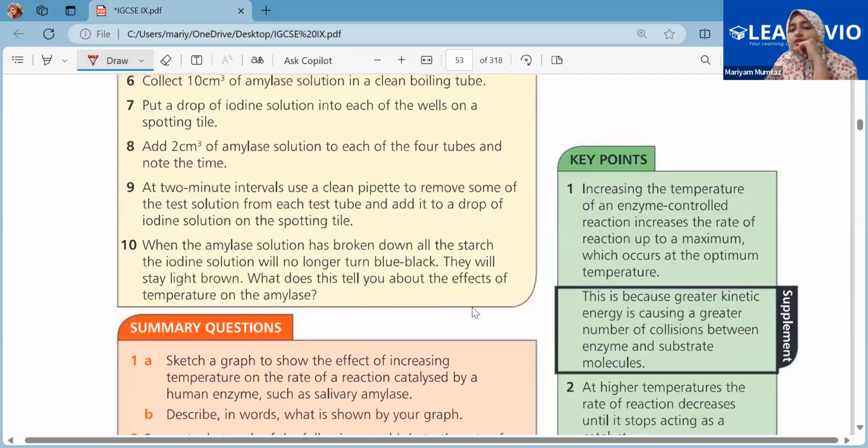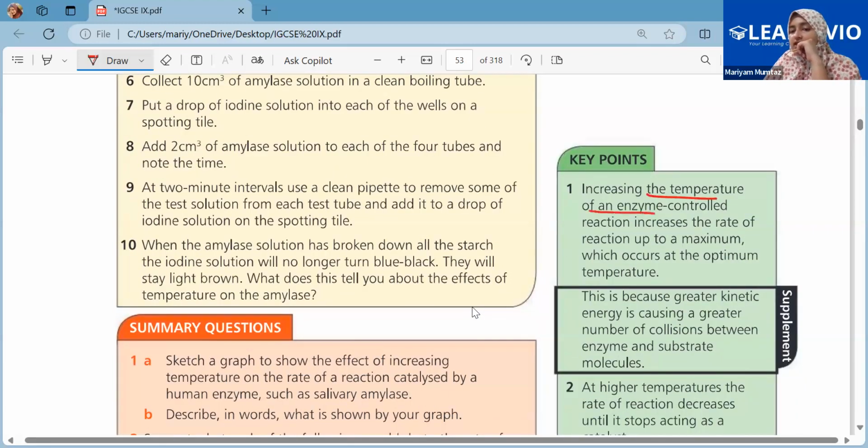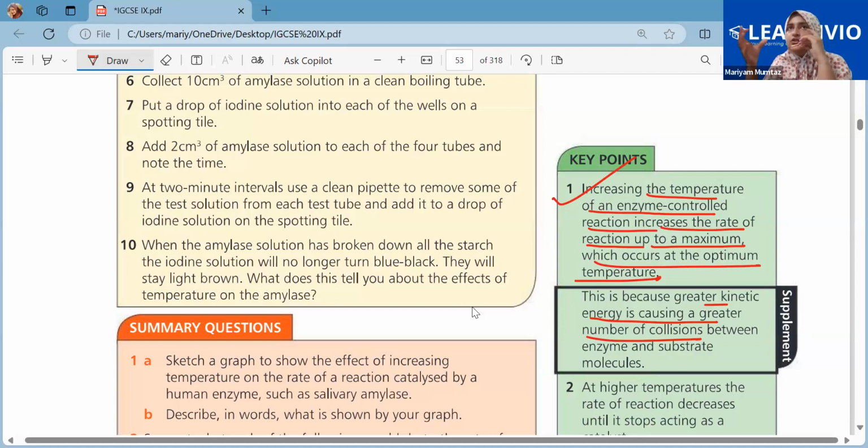Now let us look at the key points. Increasing the temperature of an enzyme controlled reaction increases the rate of the reaction up to a maximum which occurs at the optimum temperature. Beyond this, the reaction will not take place. This is because greater kinetic energy is causing a greater number of collisions. Collision means binding: the enzyme and the substrate are being collided, like when two substances come and join together. That is collision, binding, and that happens between the enzyme and the substrate.